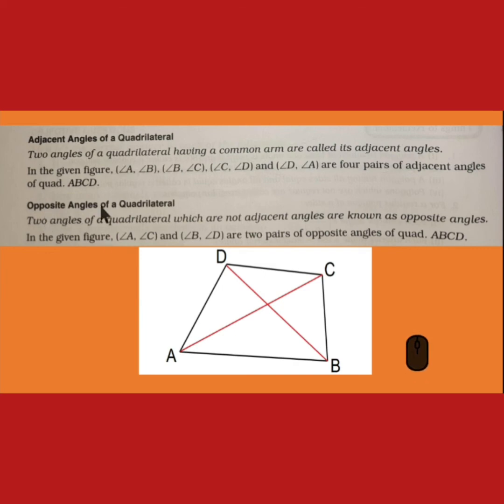Next is opposite angles of a quadrilateral. Two angles of a quadrilateral which are not adjacent angles are known as opposite angles. Those that are not adjacent are called opposite. So angle A is opposite to angle C and angle B is opposite to angle D. These are the two pairs of opposite angles in the given quadrilateral ABCD.